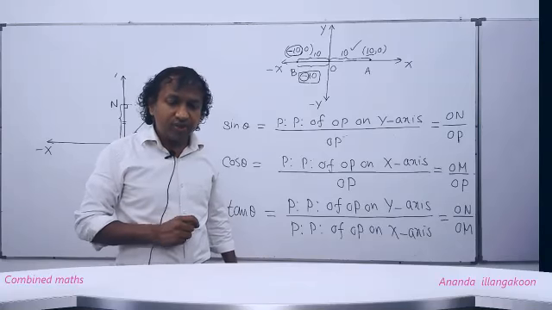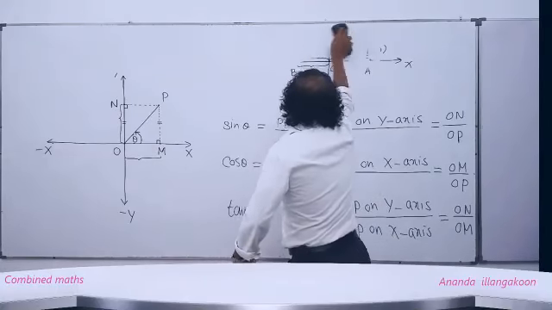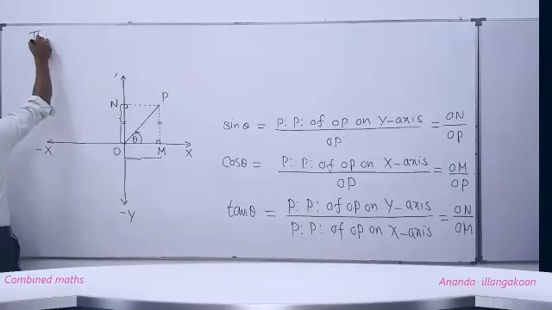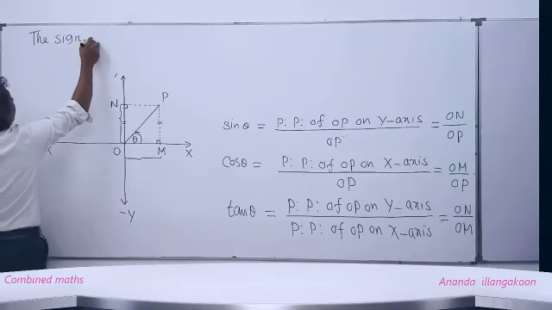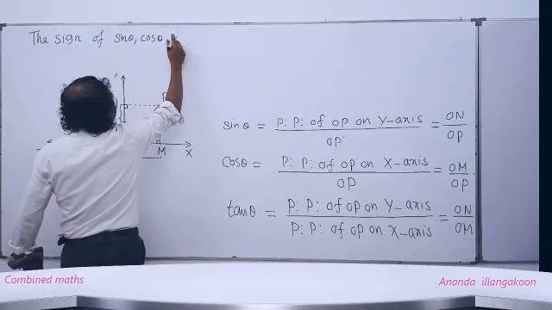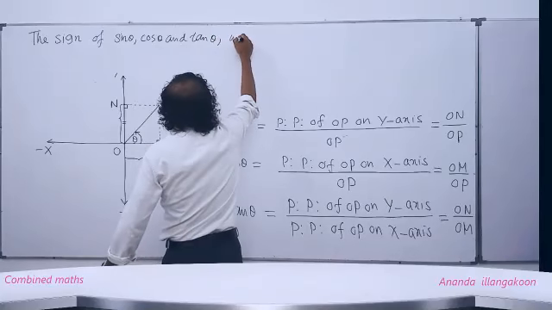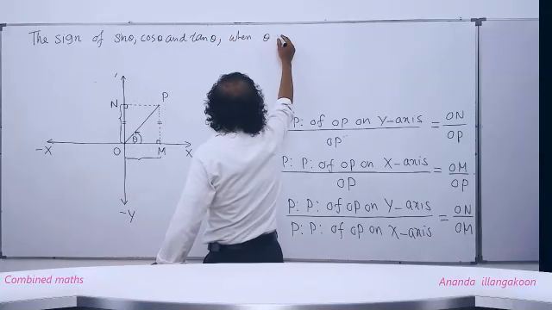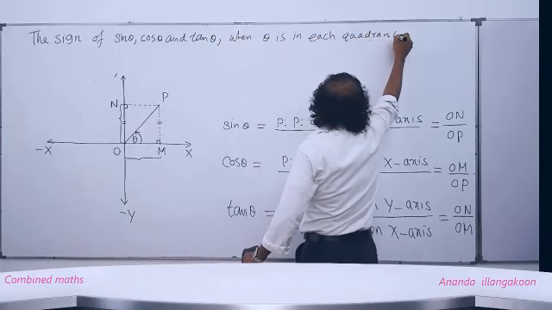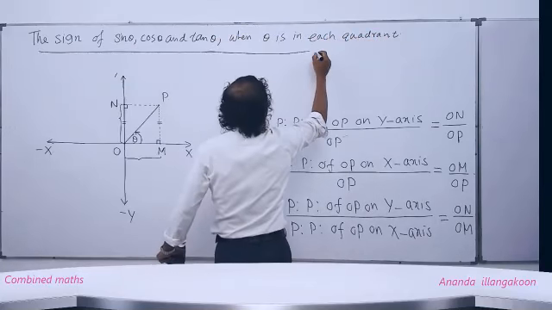Understood? So our next subheading is this. Write down the next subheading: write down the sign of sine theta, cos theta, and tan theta when theta is in each quadrant.